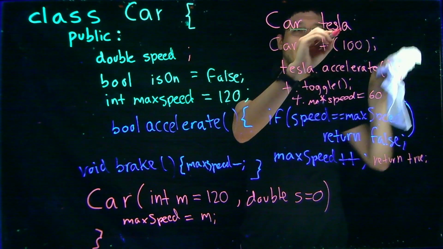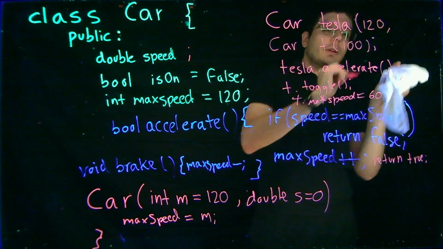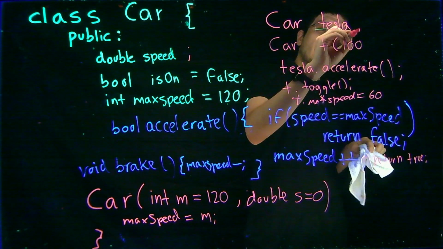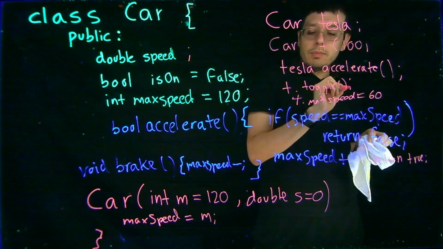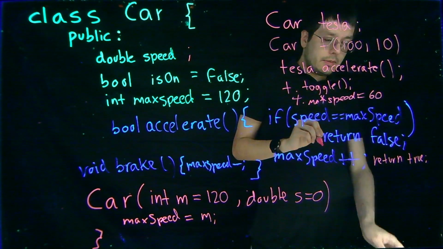But if I have to set the max speed to something so that I can set the second one. Otherwise, I can't just set the second one because that's how default arguments work. So I'll leave that like that. But this one, I'm going to set it to be moving at 10 miles per hour. Okay.